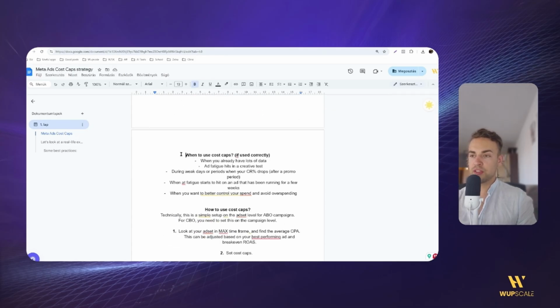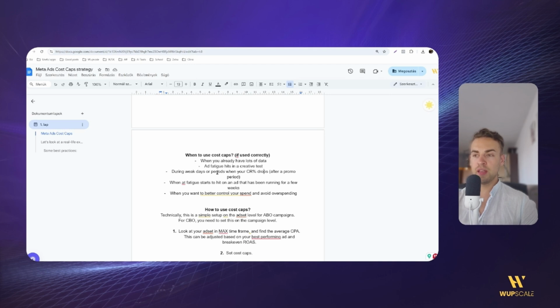As the first step, I want to talk about when to use cost caps. If used correctly, it's best when you already have lots of data, so at least 15 purchases on your ad set or campaign level. Or you are running a new creative test with only 5 ads and you have one ad that's converting well, but after 2 weeks CPA starts to increase, click-through rate starts decreasing, and then ROAS actually drops. So that's when you can also use cost caps.